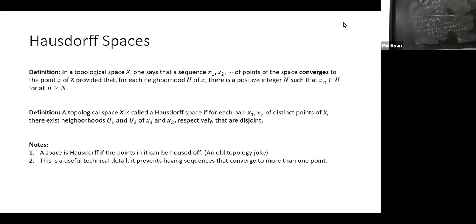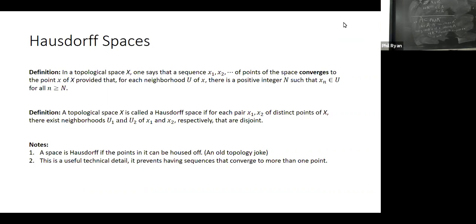In a topological space, a sequence of points converges to a point X, provided that for each neighborhood of X, there is a positive integer N such that Xn is in that neighborhood for all n bigger than N. You can see the connection with the idea of convergence you had before, when it was epsilons and deltas. Given any neighborhood U of X, that's your delta, like X plus or minus delta, there's a point at which the whole sequence lies within that neighborhood. We're just saying that's true for any neighborhood.